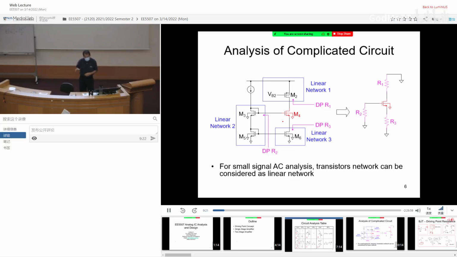Once you do that, you see that the complicated circuit consisting of a bunch of transistors is eventually reduced to just the centerpiece, M4, and the surroundings are all just resistors. That makes your life much simpler. Eventually you also don't need to replace M4 with hybrid pi. You can still make use of the table and make sense of the result. That is the principle for circuit analysis.